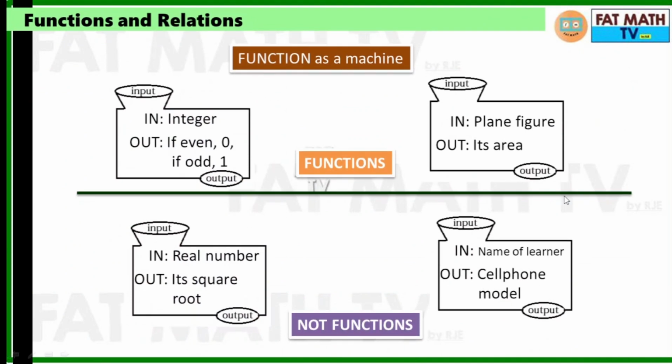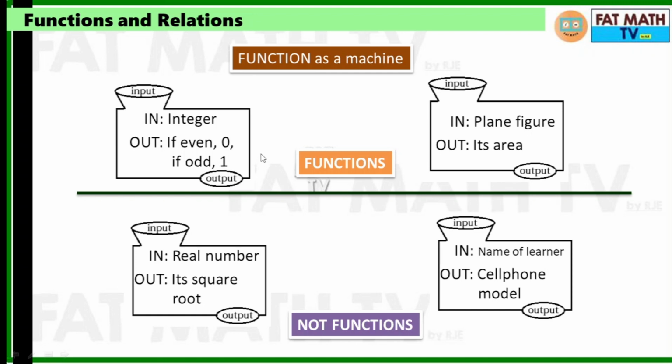A function can also be interpreted as a machine. For example, in this case, we put something inside. Let's say we put an integer. So our domain is going to be the set of integers. And then we will do something. The operation is, if it is even, then we put out 0, and if it is odd, then 1.